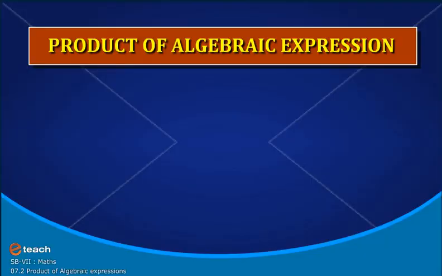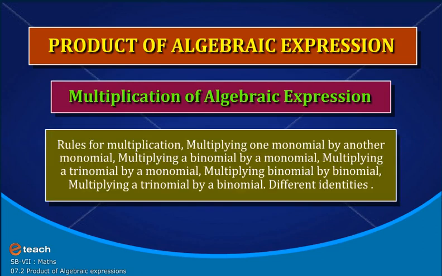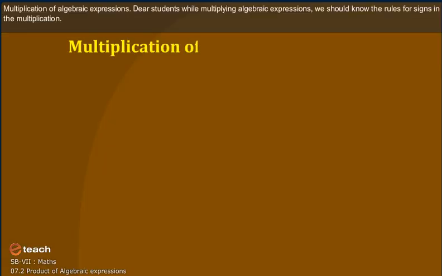Product of algebraic expressions. Multiplication of algebraic expressions. Rules for multiplication. Multiplying one monomial by another monomial. Multiplying a binomial by a monomial. Multiplying a trinomial by a monomial. Multiplying a binomial by a binomial. Multiplying a trinomial by a binomial.